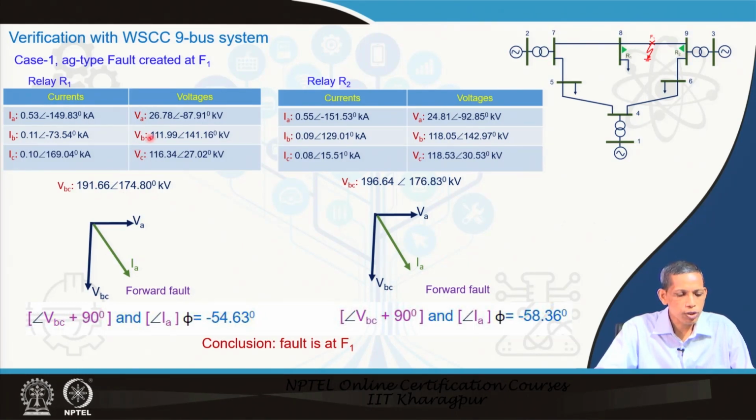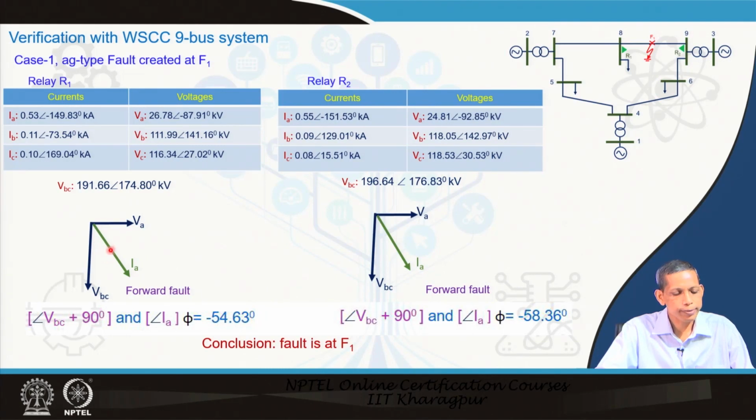Because the fault is in phase A, we compute VBC, that is VB minus VC. Then we get 191.66 with angle 178.80. These are all system level voltages without using any sensors, for our easy understanding. Similarly, for R2 for the same F1 fault, VBC, that is VB minus VC, is 196.64 with angle 176.83 kV.